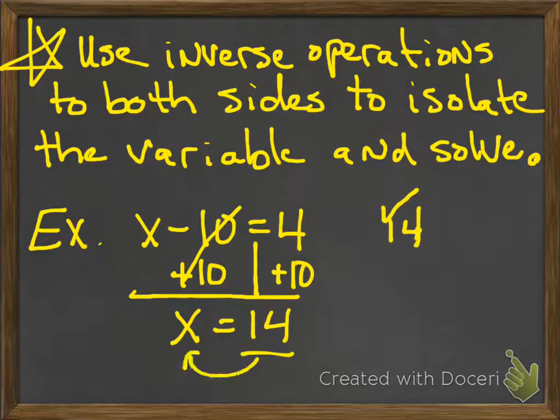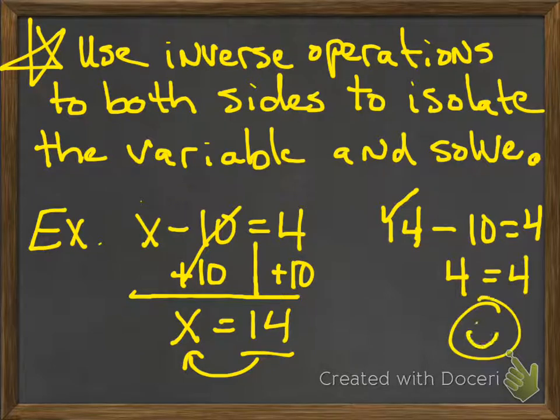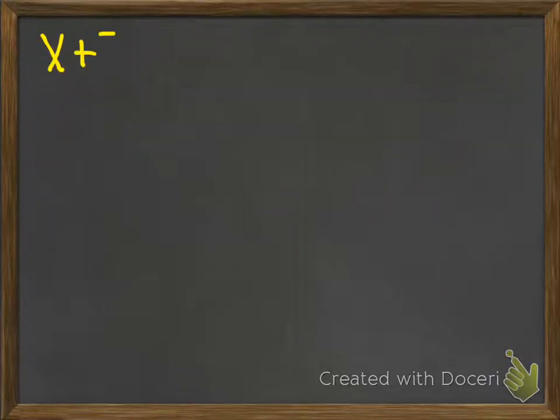Now I can check my work. I can put the 14 in place of the x. So I'm rewriting everything saying 14 minus 10 equals 4. Well, 14 minus 10 is 4, and that equals what I was trying to get it to equal, so everything checks out all right. Smiley face, I'm happy, there we go. So all you're doing is inverse operations. Whatever is the opposite of whatever you see. Okay, so here's a couple more examples.